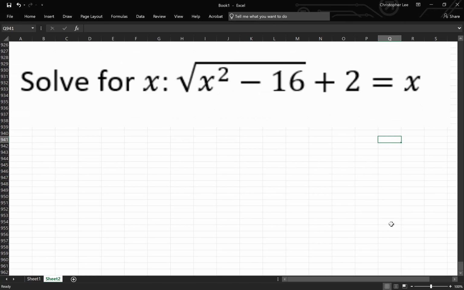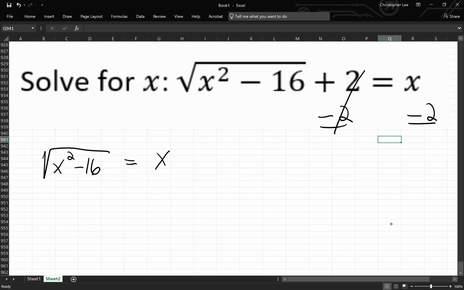All right. So we have this equation here, right? It's an equation because I have an equal sign. So I'm looking for an answer. That means that my answer is going to be x equals something. I don't know what it is, but x equals something, right? So first thing we want to do with these radicals is isolate the radical and then solve for x, right? So first thing I want to do is what? Get rid of the 2, right? I'm going to subtract 2 from over here. What I do to one side, I got to do to the other. So now I have square root x squared minus 16 is equal to x minus 2.